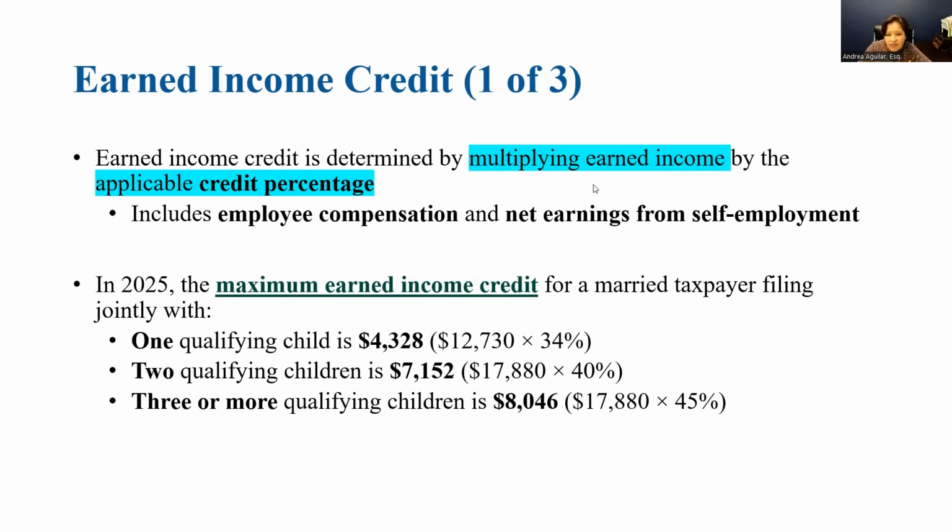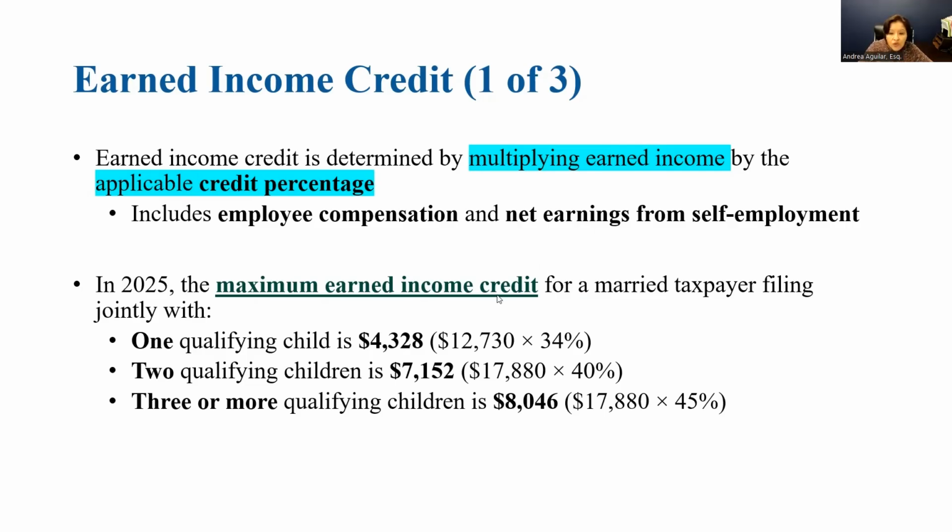The earned income credit is determined by multiplying the earned income, meaning anything that you have earned as wages or as earnings from self-employment, anything that is not passive income. So you have to take this amount and multiply it by the applicable credit percentage. There are different base amounts and different percentages, and it can be confusing. That's why the IRS provides a table for you to apply. And I'm going to show you a table in a second. But for now, just remember that you have to multiply your earned income by the applicable credit percentage.